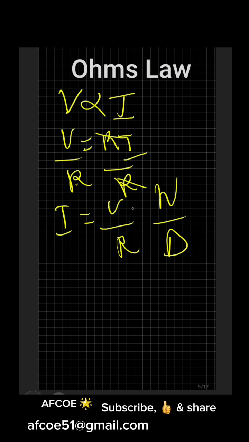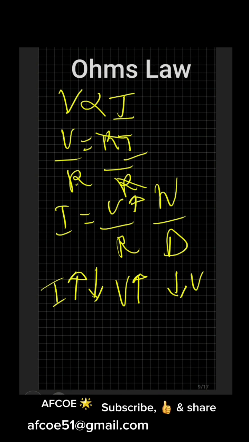You know that if you increase the numerator of a fraction, then that fraction automatically increases. So if you increase the numerator, which is the voltage, then the fraction, which is the current, will increase. Similarly, if you decrease the numerator, then the current will also decrease proportionally. That means V is directly proportional to I.